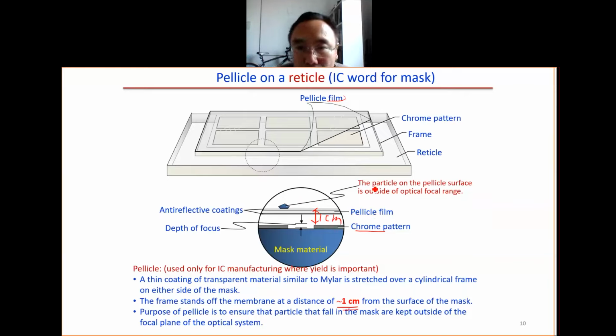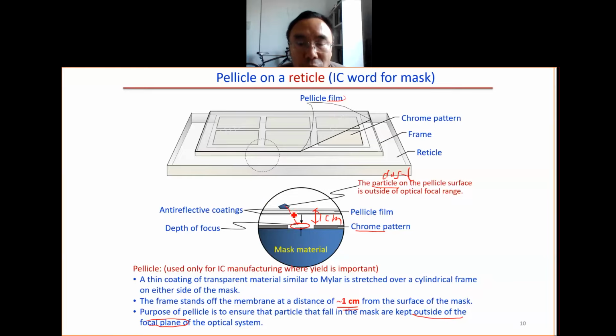Because, for example, if a dust particle falls on the pellicle, this is not a problem. But if it falls on the chrome surface, then it will show up on the exposed pattern. But if it is on top, 1 centimeter away from the chrome mask, then it is outside of the focal plane. So it will not form an image. This is something like, for example, if you put some dirt on my glasses, I cannot see it because my eye is not focused on my glasses.